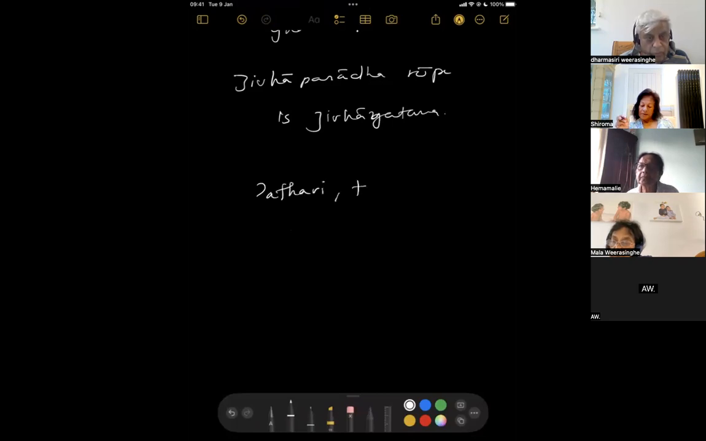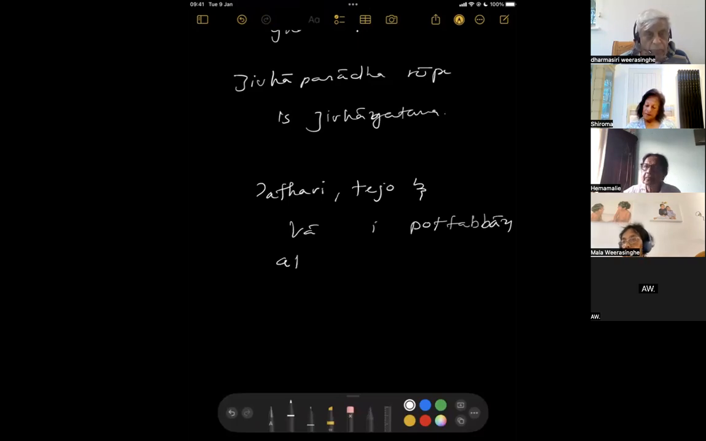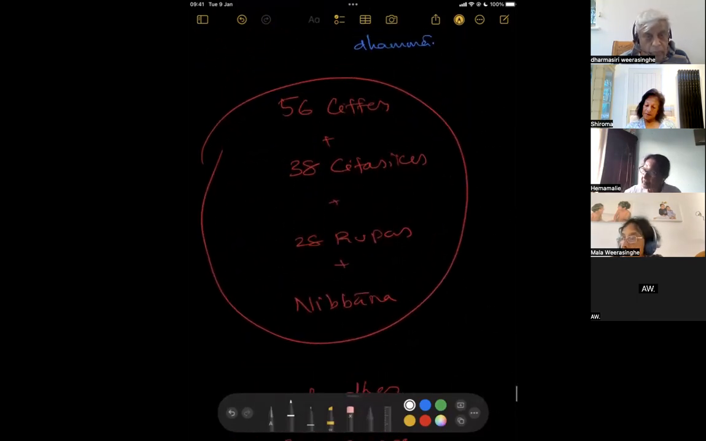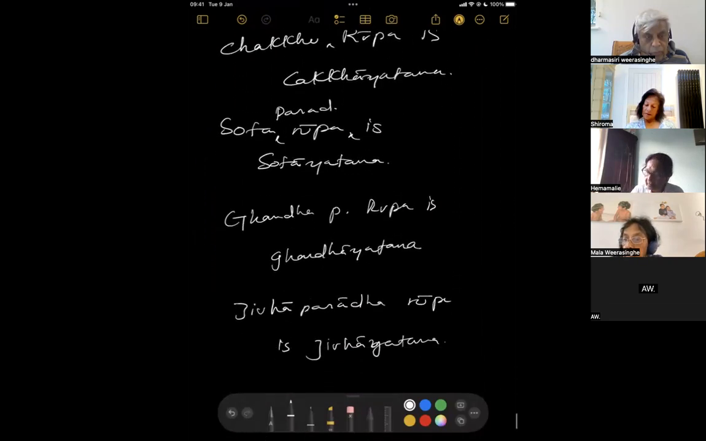Pathavi, Tejo and Vayo is Pottabbayatana. The chittas, 56 chittas, is Manayatana.